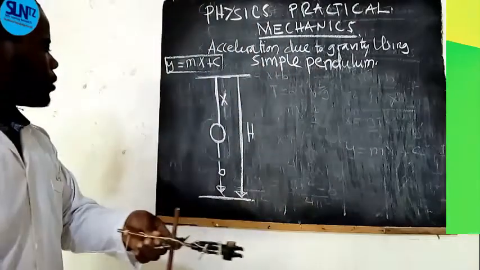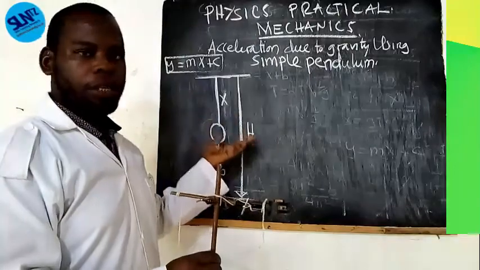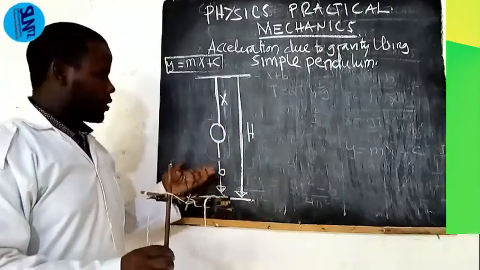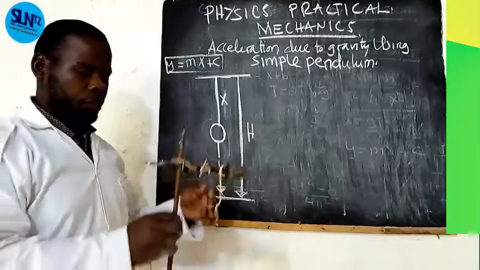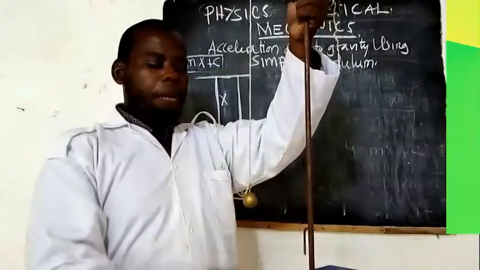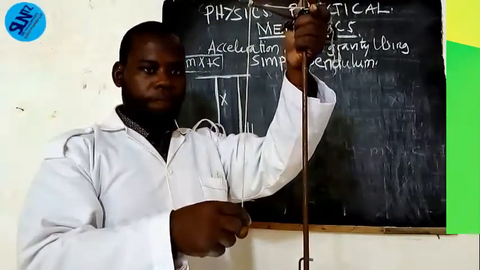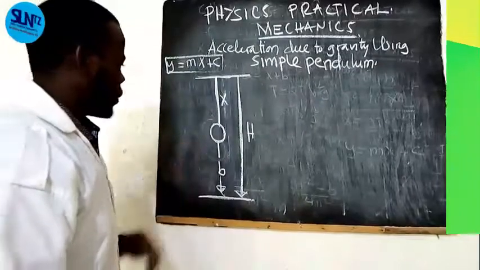So in order to get the length of x, we have to take the total height minus the length of b. Sometimes this can be constant. It means you take the total height minus this one, you get the length of this one. So let's go and derive the equation.